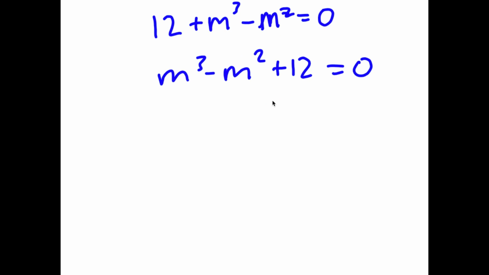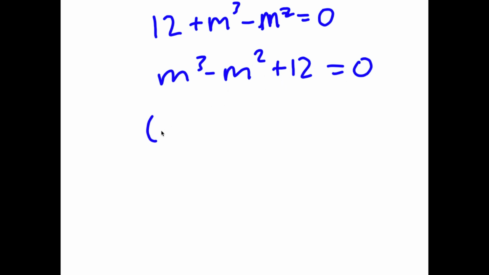Now to find all the solutions for this equation, I need to first start by finding one and use that one solution to find the other ones. So we're going to do that by just simply plugging in values until we find one. So if we start with 1, well, obviously if we plug in 1, it wouldn't work. 2, if we plug in 2, we have 2 to the power of 3, which is 8. 8 minus 4 is 4. 4 plus 12 is 16. 16 does not equal 0.